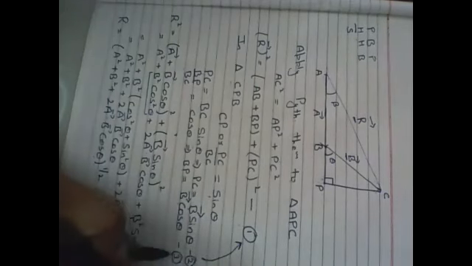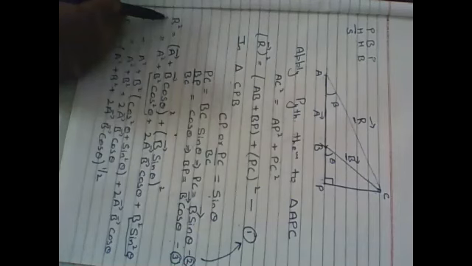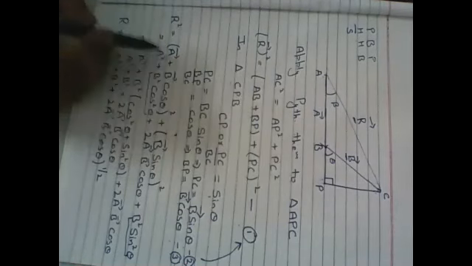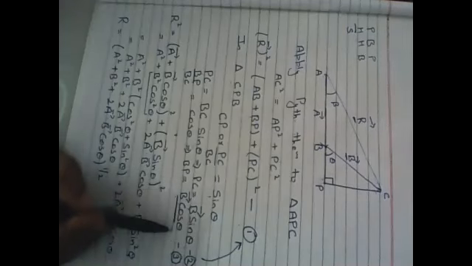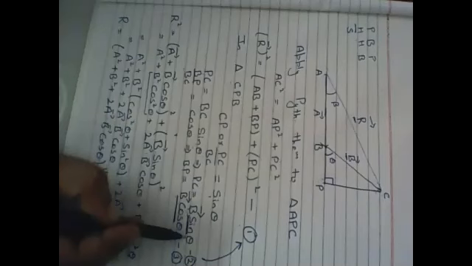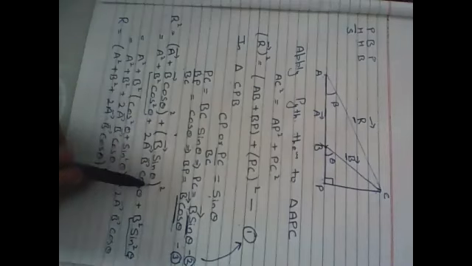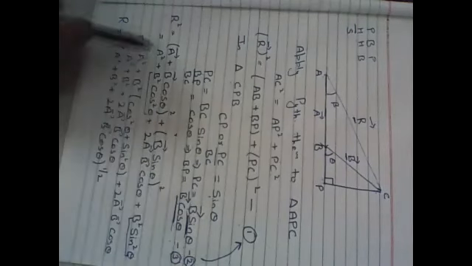Using equation second and third, we will have R square. For AB, we have A vector. For BP, we have B cos theta. And for PC, we have B sin theta. So the equation will be A vector plus B vector cos theta whole square plus B vector sin theta whole square.